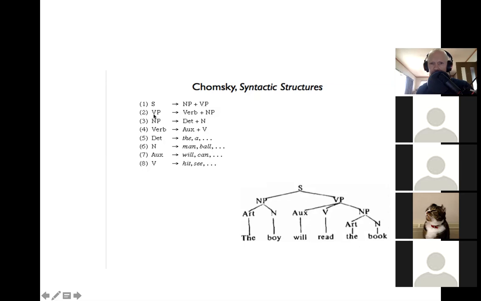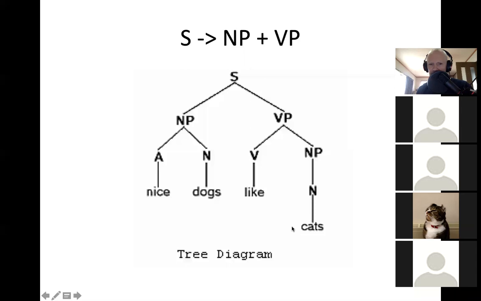Yeah. A verb phrase could be a verb and an NP. Right? A verb and NP would be a verb phrase. A verb could be an auxiliary word like will or can or may, and a verb, right? So you probably get two branches actually, right?